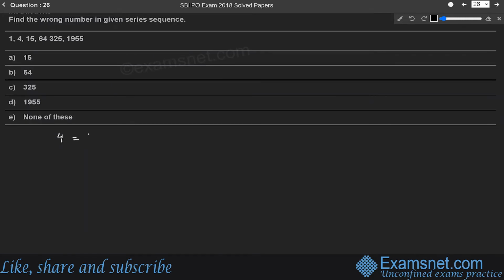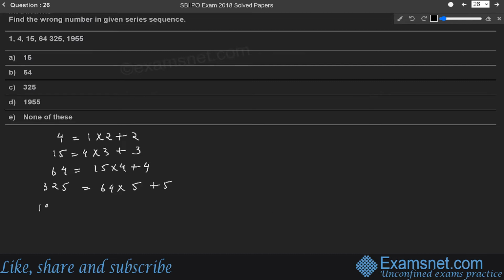4 can be written as 1 into 2 plus 2. Similarly, 15 can be written as 4 into 3 plus 3. 64 can be written as 15 into 4 plus 4. Similarly, the next number is 325, which can be written as 64 into 5 plus 5. Similarly, the next number is 1956, which can be written as 325 into 6 plus 6.